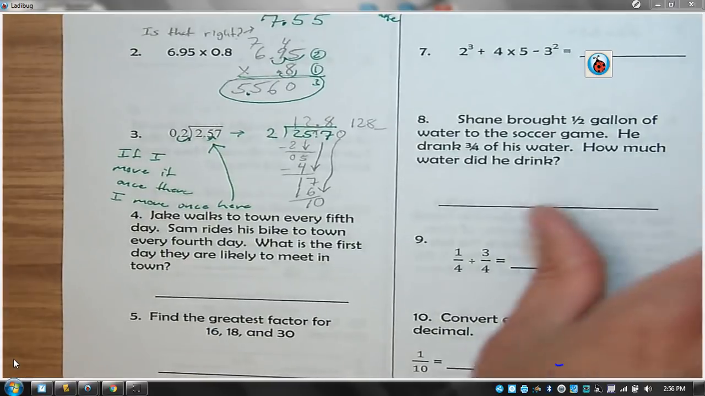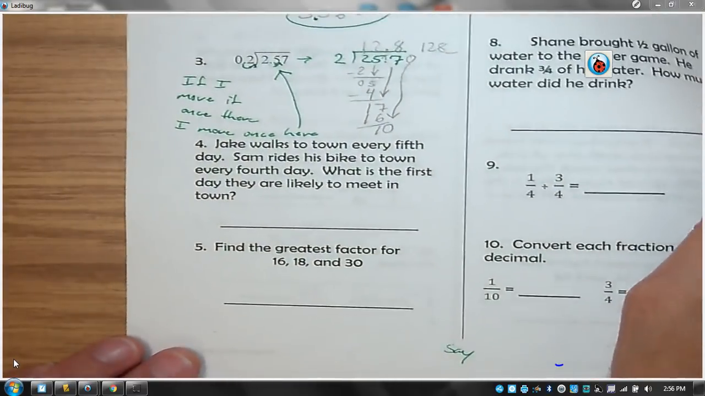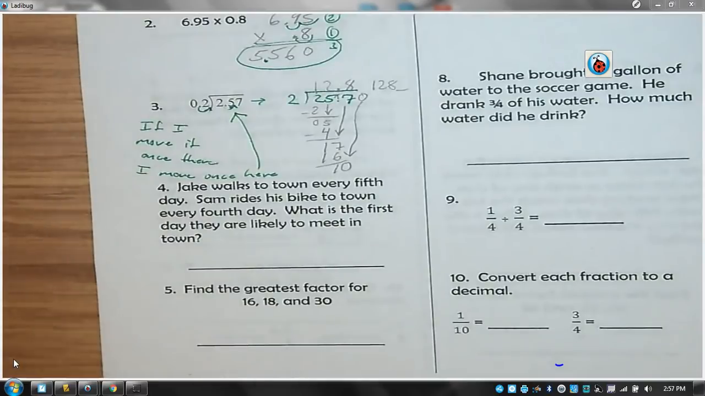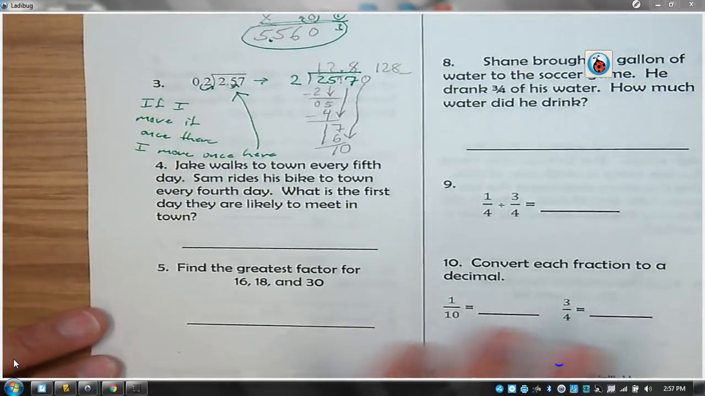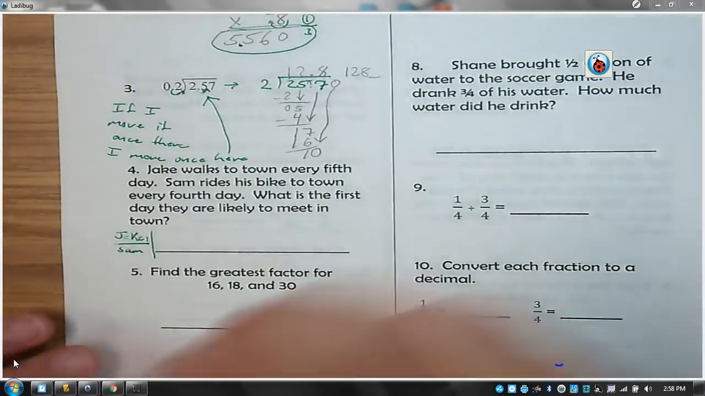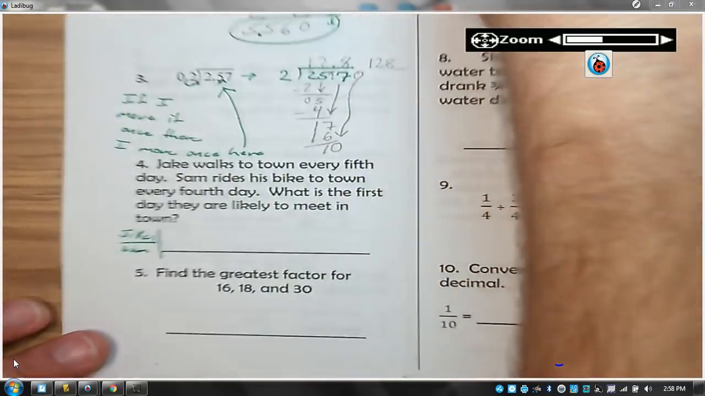All right. The next math problem deserves some attention. So I want you to pause the video right now and read it. And I'm going to pause it too and take a little break and get some water. So I'm back, and I'm going to look at number 4 more closely. There it is, number 4.